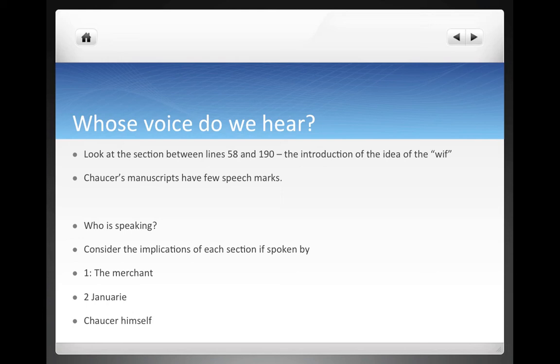And in this longish digression at the beginning of the tale, it's worth actually considering as a group and maybe discussing who we think might be speaking, not just for the whole section, but dividing the section up, and considering the implications of each section as spoken by the merchant, January, or Chaucer himself. And I think that over the next couple of slides, this is the area that I want to look at.